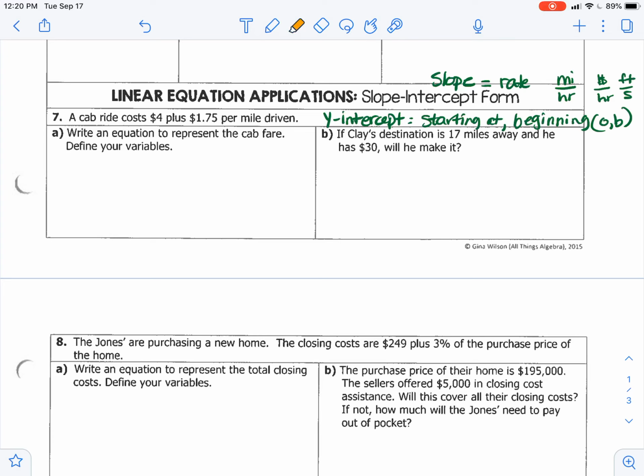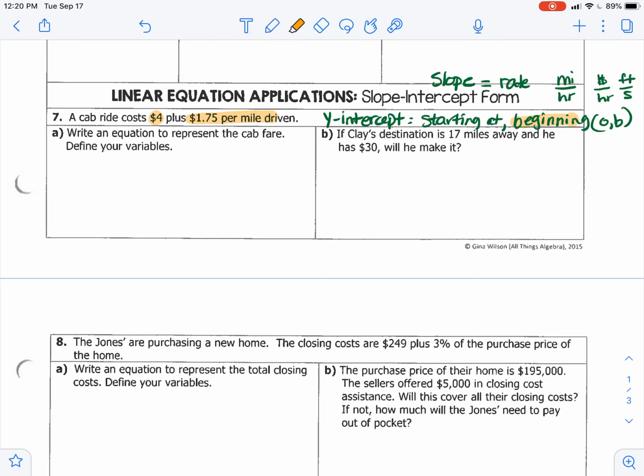So when I come to this first equation, here it says a cab ride costs $4, plus we're going to add to it $1.75 for every mile, okay? So again, that cab ride costs $4. That's kind of your beginning. That's like what we would call a flat rate. It's going to be $4 no matter what. So that's your beginning. And then it's $1.75 per mile. So again, that would be your slope.